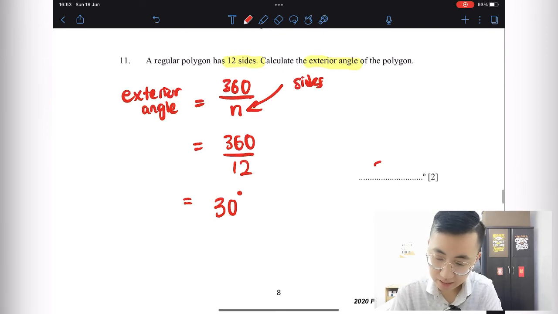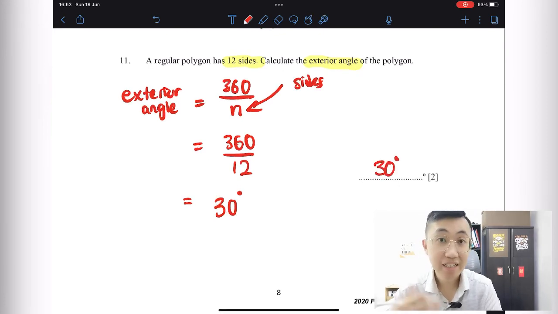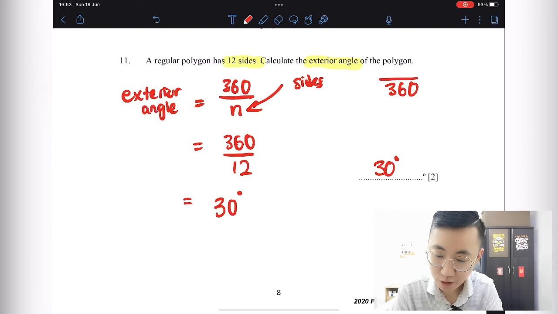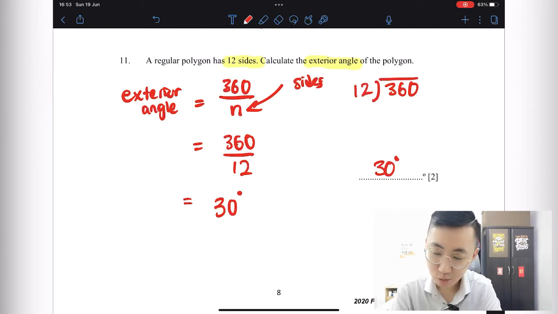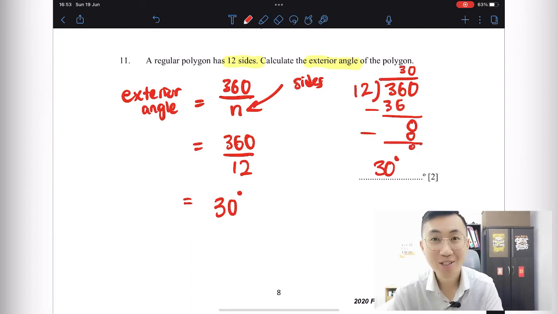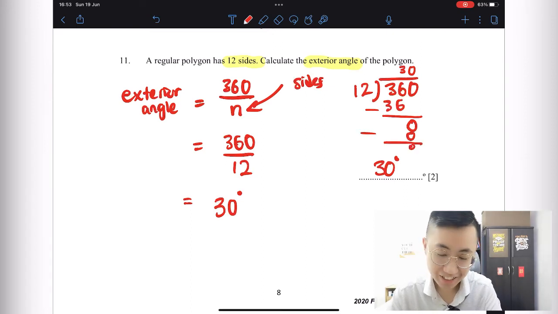So that's the answer. In case you still want to do the division to check, you can. Maybe teacher is a bit too fast over here, so you can do 360 divided by 12. 3 times 12 is 36. Balance 0, then 0 times 12 is 0. Maybe teacher was too fast just now. So the answer is 30.